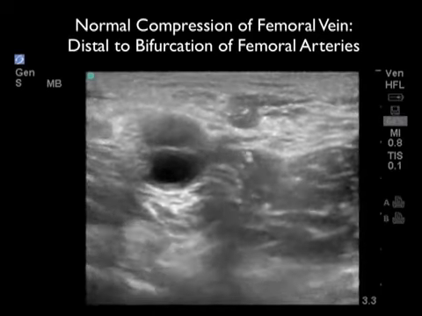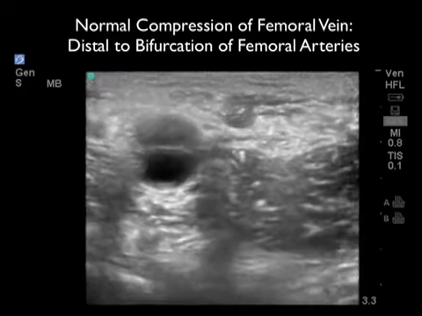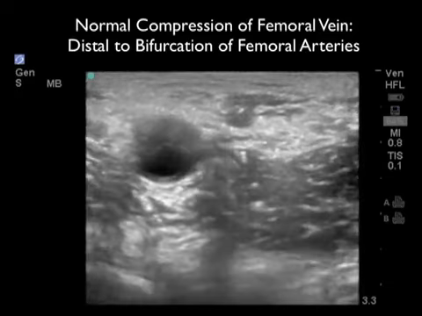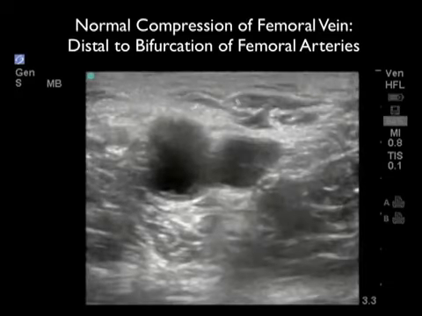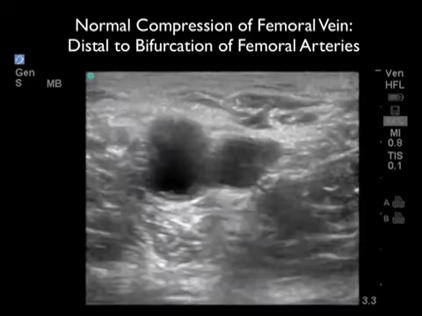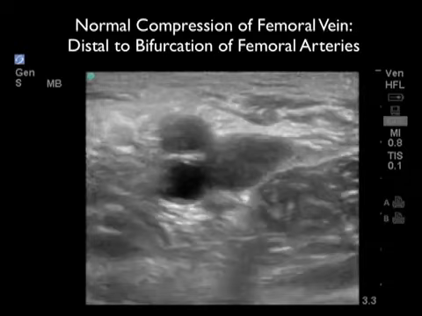Here we're looking a little bit more distally at the common femoral vein at the level of the bifurcation of the common femoral artery into superficial and profundus femoral arteries. And we note here complete compression of the vein as we push down with the probe. And note again that the anterior and posterior walls completely meet together.